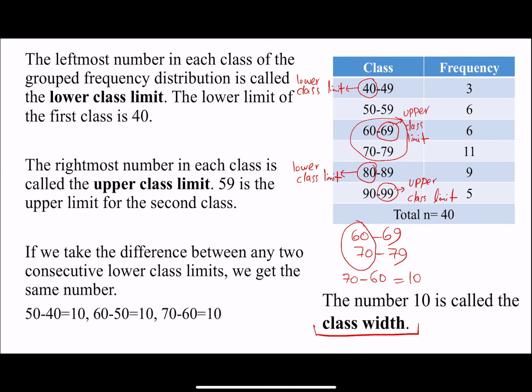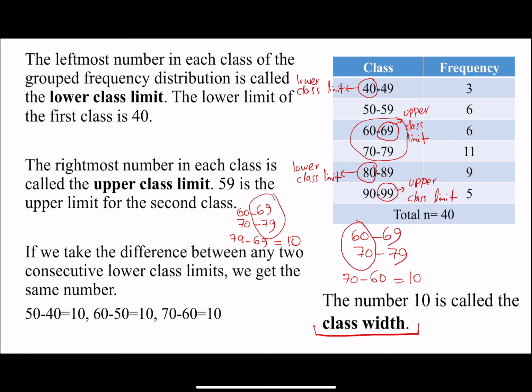You can do something else. So choose two classes where one is right after another, okay? Just like here, 60 to 69 and 70 to 79. And take the difference between the consecutive upper class limits, these two. So 79 minus 69 is 10. As you see, I got the same number. So the class width is 10.